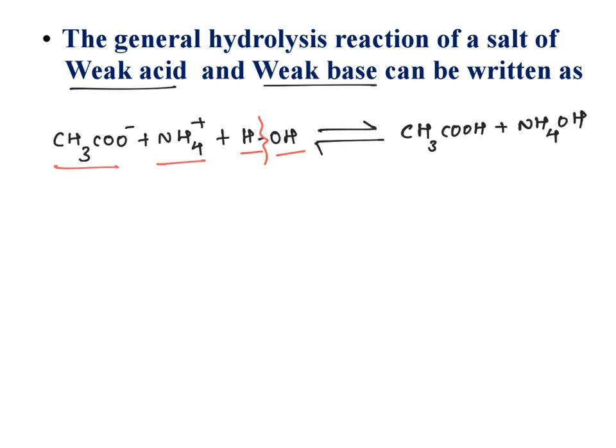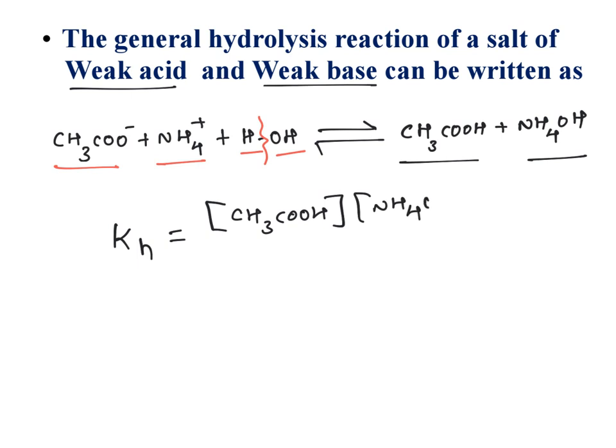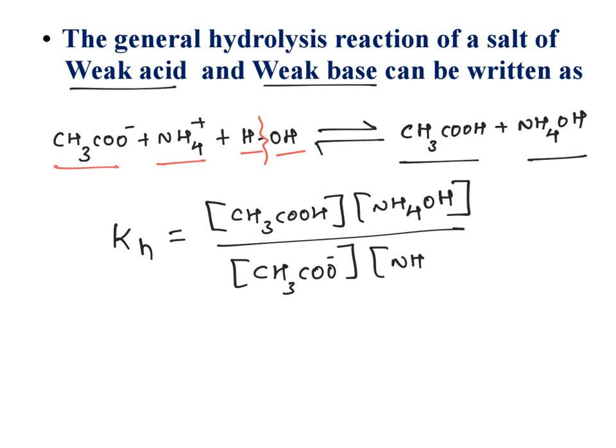Let's write the hydrolysis constant KH equal to concentration of the products, here acetic acid and ammonium hydroxide, divided by concentration of acetate ion and concentration of ammonium ion, and water is present in excess, so I am taking it as unity. Now this is the expression for hydrolysis constant.